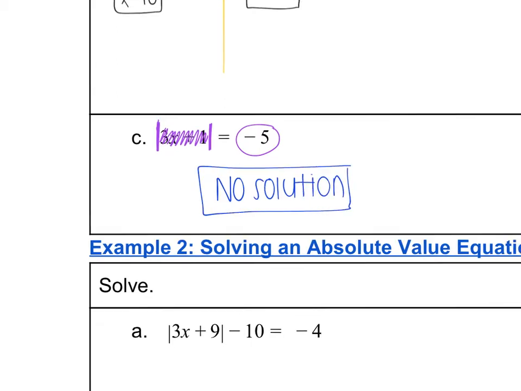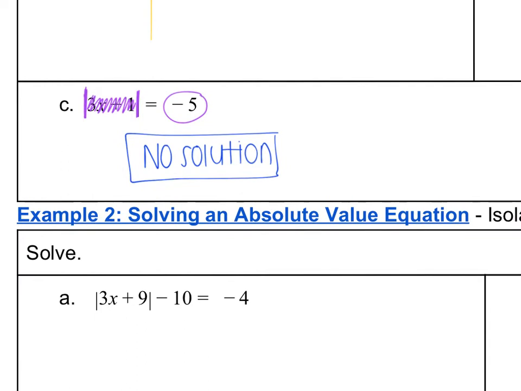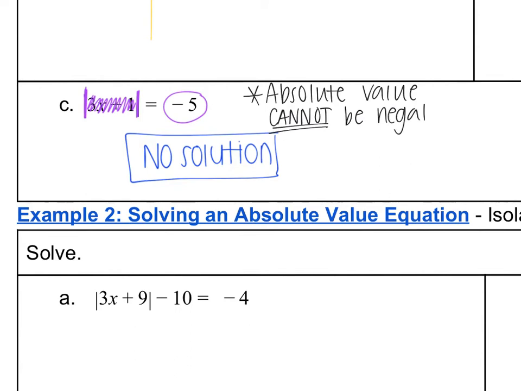So let's write that down just so we remember it, but it's something you're going to have to practice and kind of keep in your head. Absolute value cannot, I'm going to put it in all caps and underline it, be negative. So if you see an absolute value problem equal to a negative number, automatically you're going to say, okay, it's no solution, I'm going to stop.